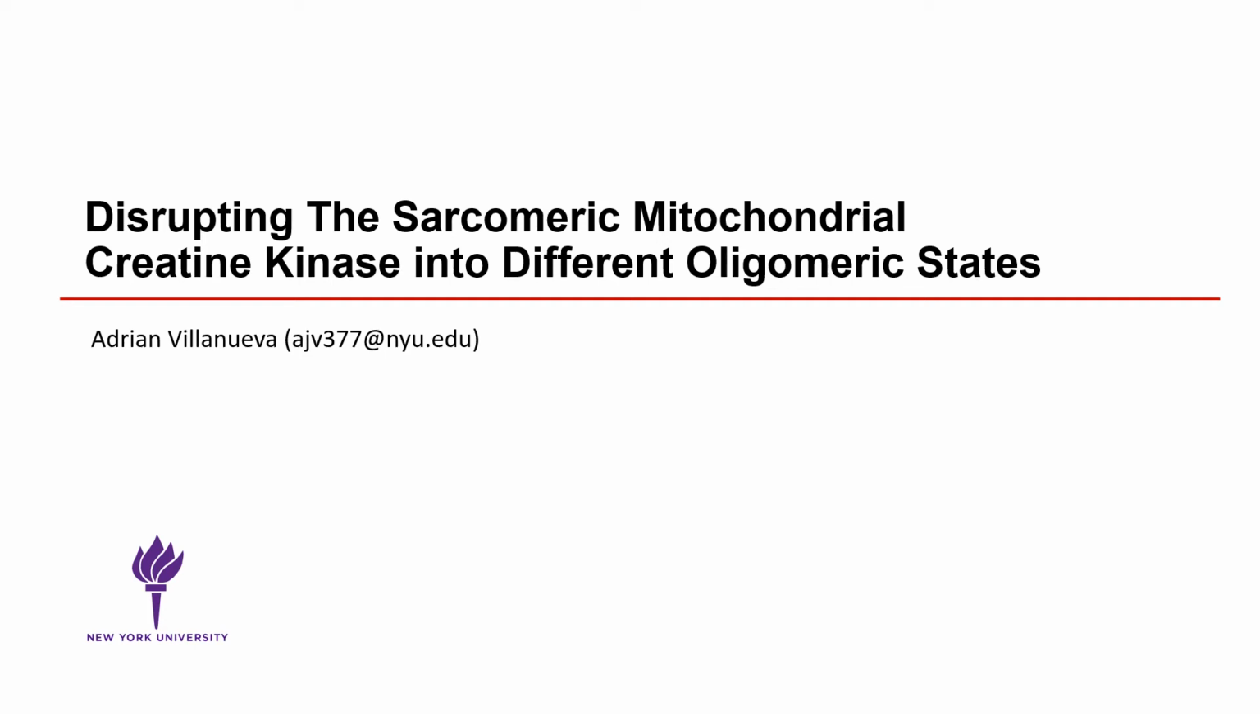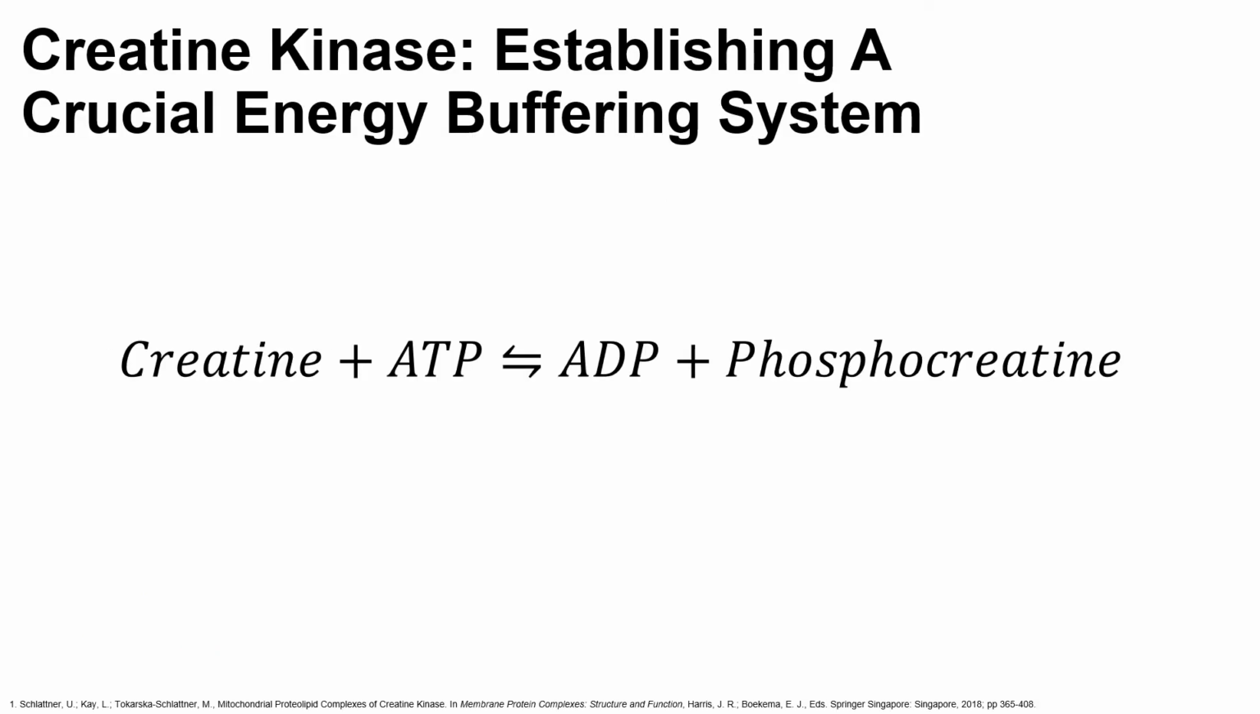Hello everyone. My research project is disrupting the sarcomeric mitochondrial creatine kinase into different oligomeric states. Creatine kinase is an important enzyme that catalyzes the reversible conversion of creatine and ATP to ADP and phosphocreatine. What this does is that it generates a large pool of phosphocreatine in the cell, which then allows the cell to readily generate ATP at times of high energy demands.